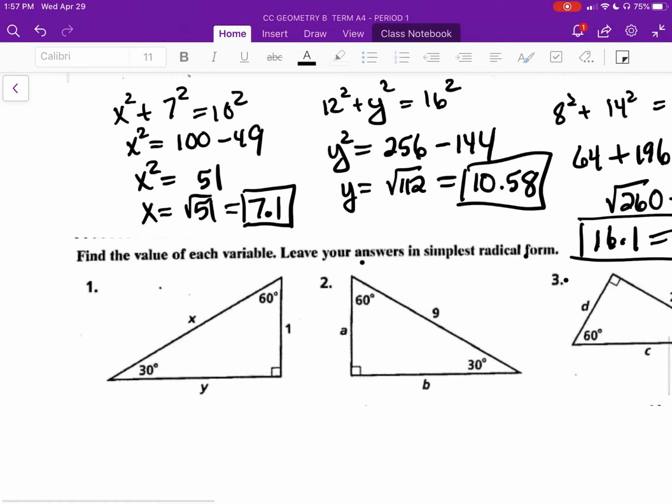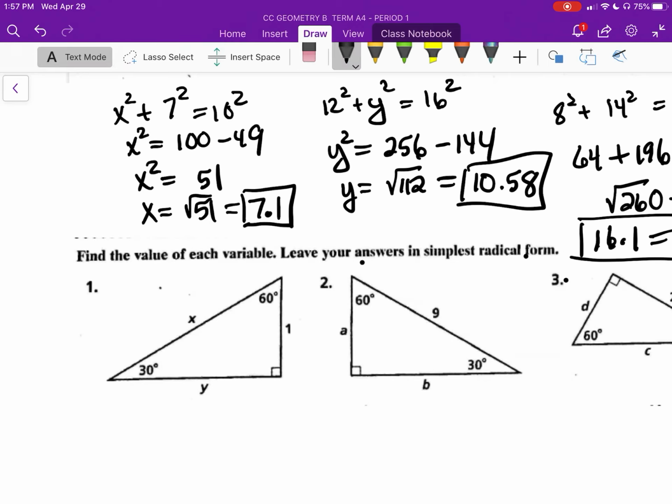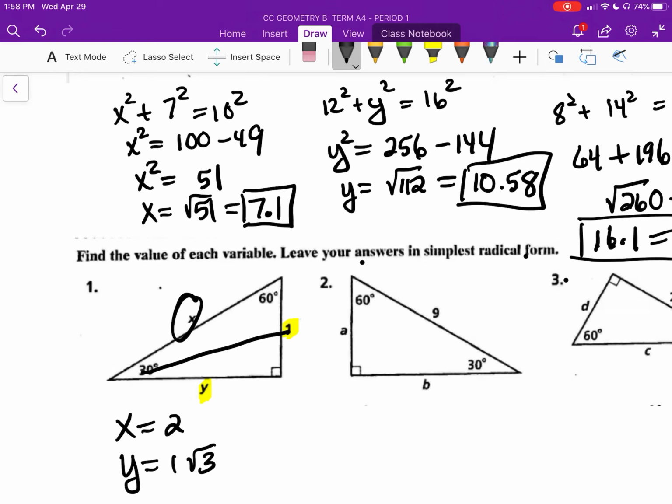If we look at this first one, you'll notice I'm only given one side here, and we can't use the Pythagorean theorem unless we know 2 out of 3 sides. So I just showed you that if we know the side opposite the 30-degree angle, we can find the hypotenuse. So in this case, x has to be twice as large, so x is going to be equal to 2. And the side down here is always going to be this side times the square root of 3. So this is going to be 1 times the square root of 3, or 1.7. So that's x and that's y.